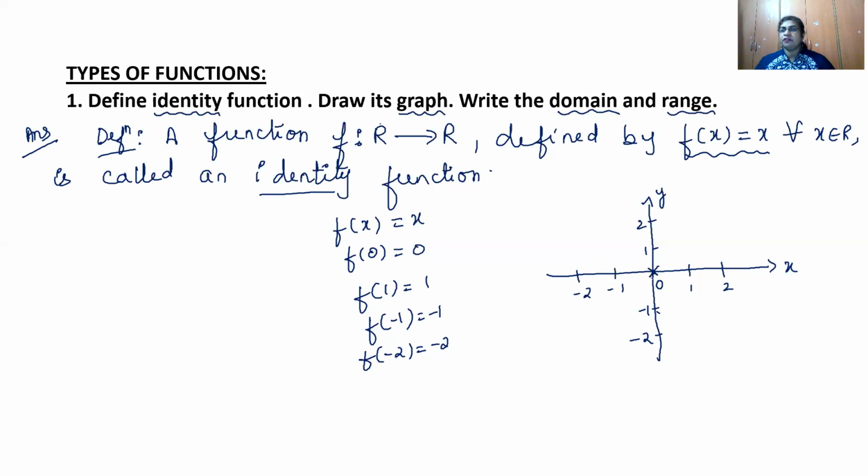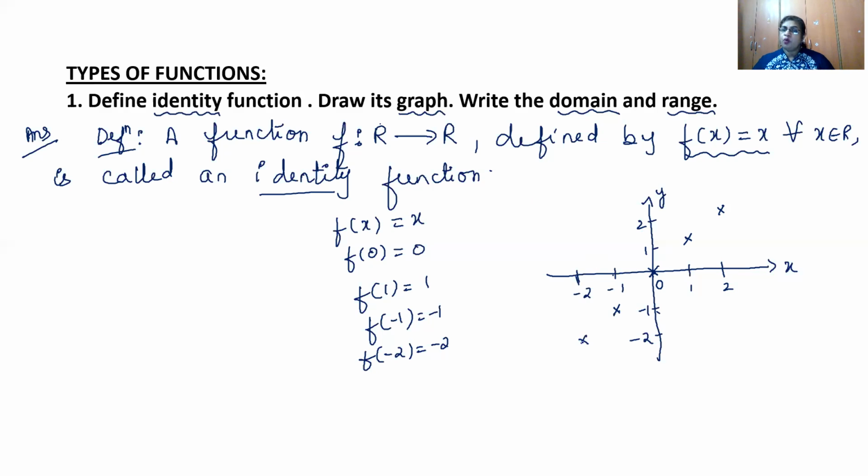So here we have the first one. Next, if x is 1, y is also 1. So we have this point. When x is 2, what will I get? I'm getting here f of x also 2. X is -1, my answer is -1. X is -2, I'm getting y also -2.